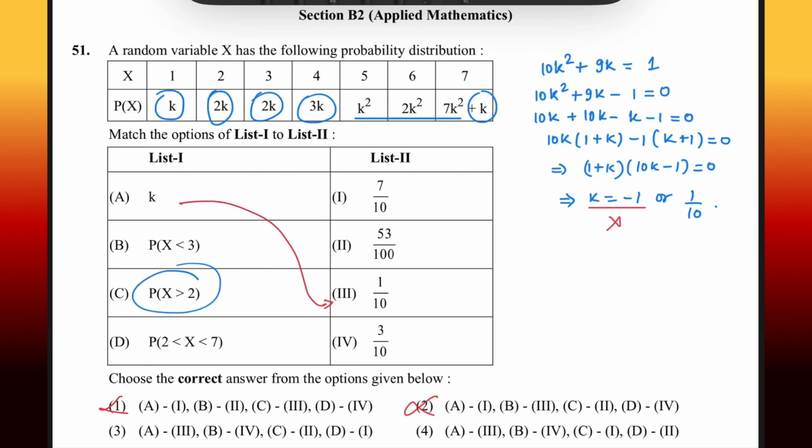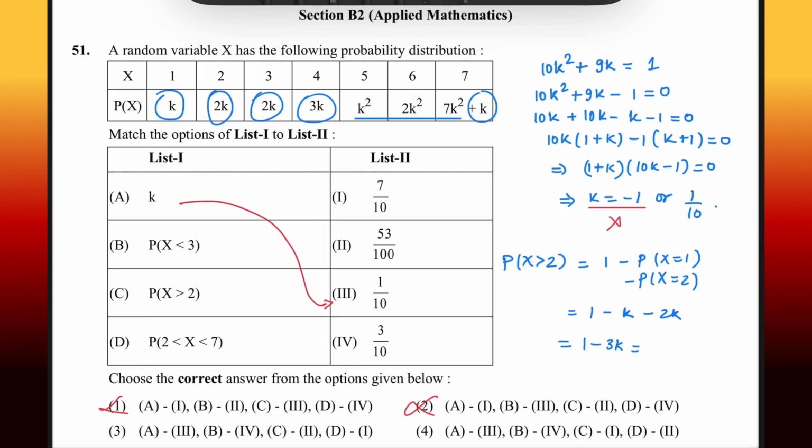Okay, what is the probability that x is greater than 2? So how do we find probability x greater than 2? What we can do is 1 minus probability of x equals 1 and then minus probability of x equals 2. So 1 minus, when x equals 1 the probability is k, 1 minus probability x equals 2, it is 2k. So that gives you 1 minus 3k, and k equals 1 by 10. We have already found out k. So that means 1 minus 3 by 10 gives you 7 by 10. So C matches with 1.